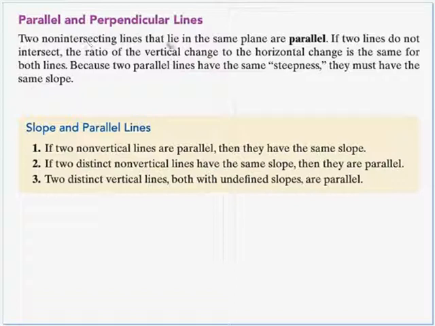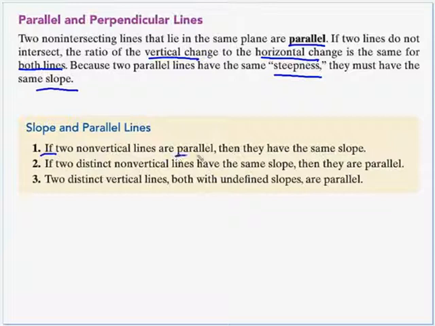So two non-intersecting lines that lie in the same plane are parallel. If two lines do not intersect, the ratio of the vertical change to the horizontal change is the same for both lines. Or, you know, vertical change over horizontal change, that's just our slope, our rise over run. Because two parallel lines have the same steepness, they have the same slope.